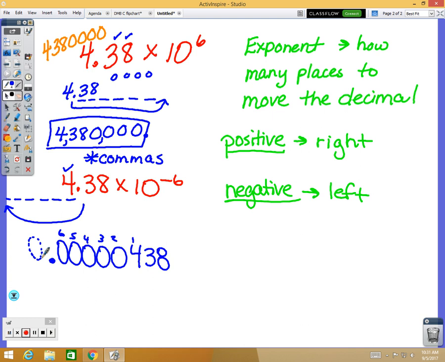Do we put commas in decimal numbers? No. I think it'd be easier, but we don't do that. So no commas for a decimal number.